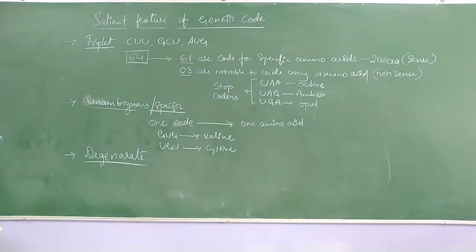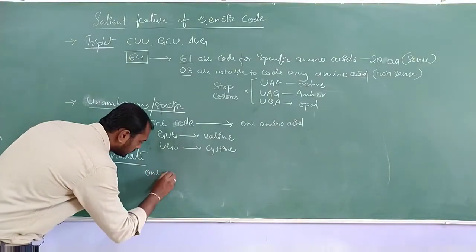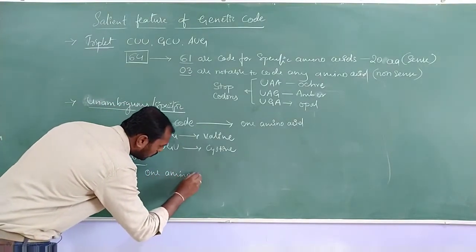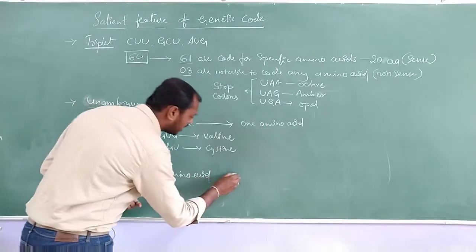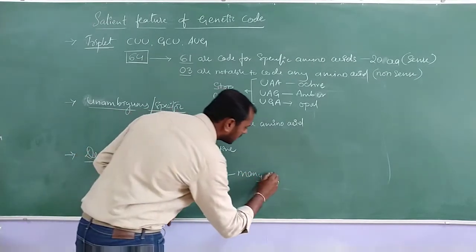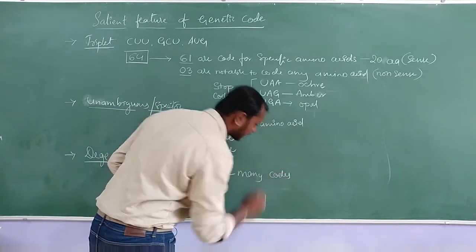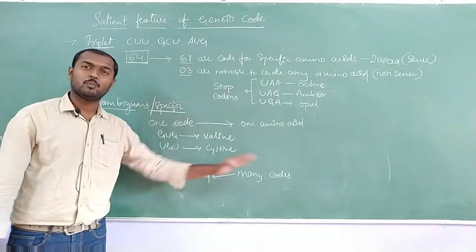So what do you mean by degenerate? That is, one amino acid can be coded by many codons. Okay, so one amino acid can be coded by many codons.